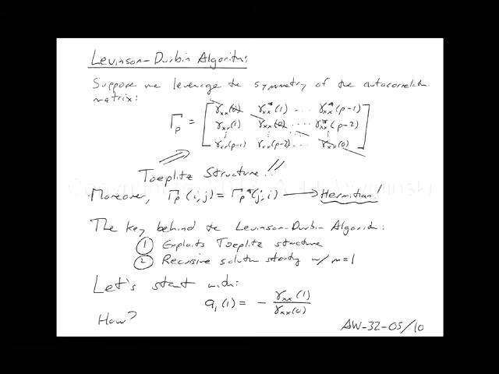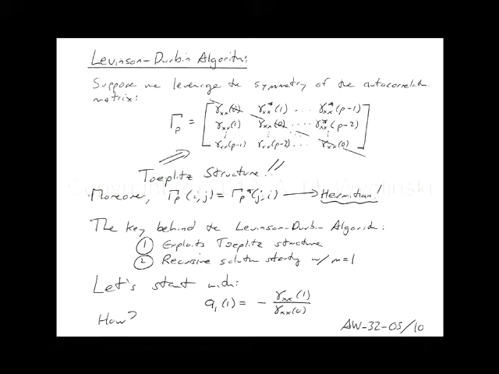Toeplitz structure. It's late at night. So what happens is this is a beautiful structure. Moreover, it has Hermitian properties. So it has this interesting relationship between the upper right and the lower left portions of this matrix. It's Toeplitz and it's Hermitian. We're going to use that to our advantage.